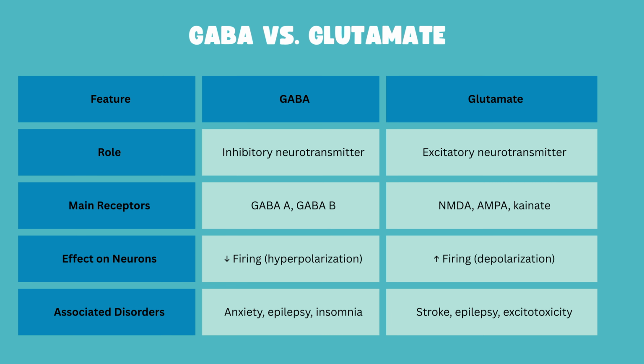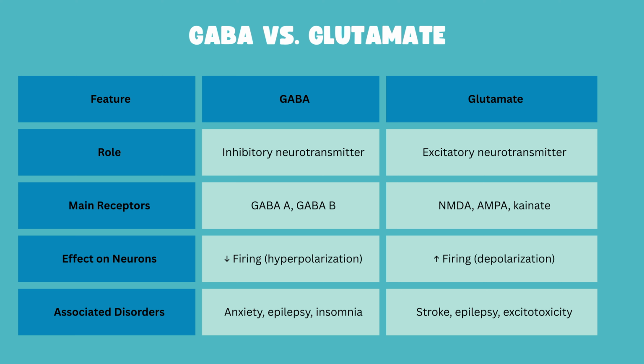GABA and glutamate are the brain's two main neurotransmitters, and they play opposite roles. GABA is the primary inhibitory neurotransmitter. It reduces neuron firing by causing hyperpolarization. Its main receptors are GABA A and GABA B, and it's closely linked to disorders like anxiety, epilepsy, and insomnia.